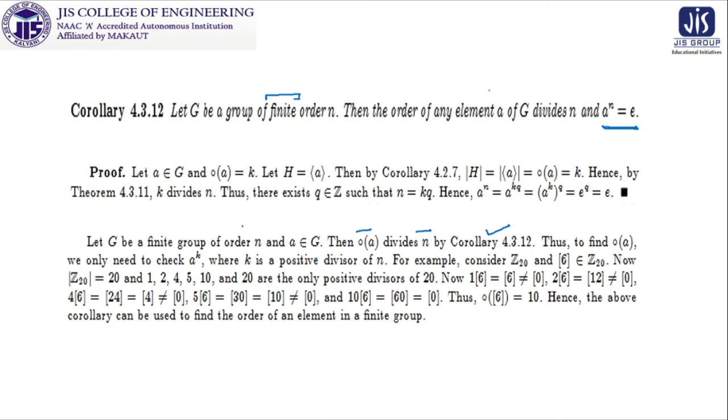Suppose Z20 is taken and we are considering the residue class of 6. So the residue class is in Z20, it belongs to Z20. Now, 1, 2, 4, 5, 10 and 20 are the only positive divisors of 20. So we have to check only these. Can class 6 with a single appearance make it 20? The answer is no.